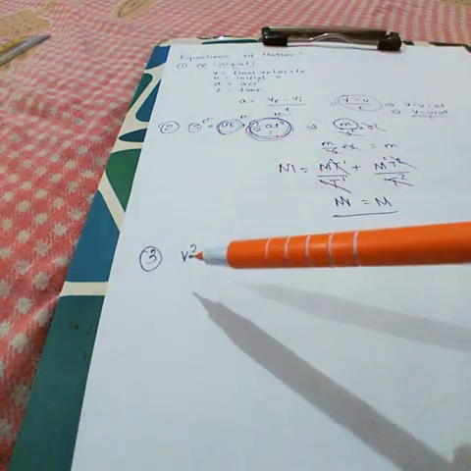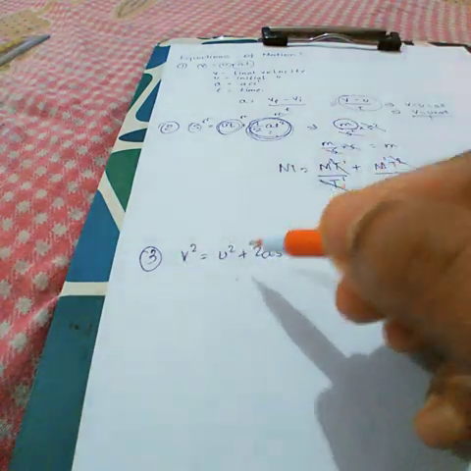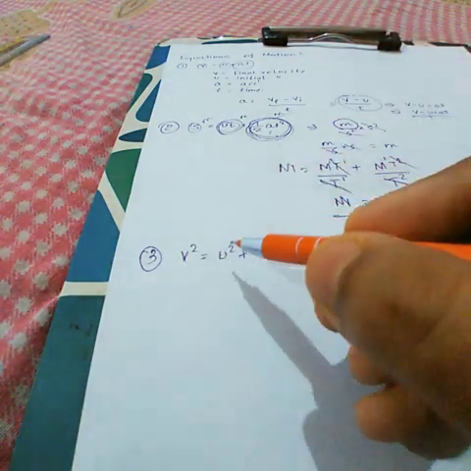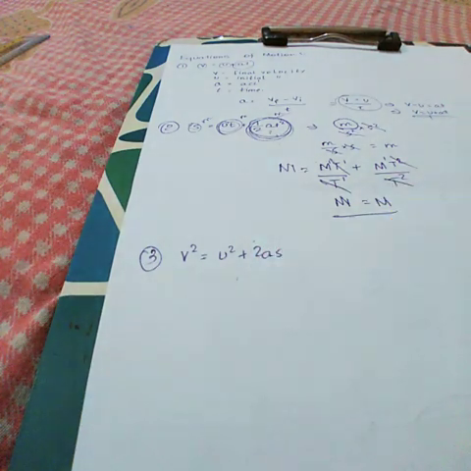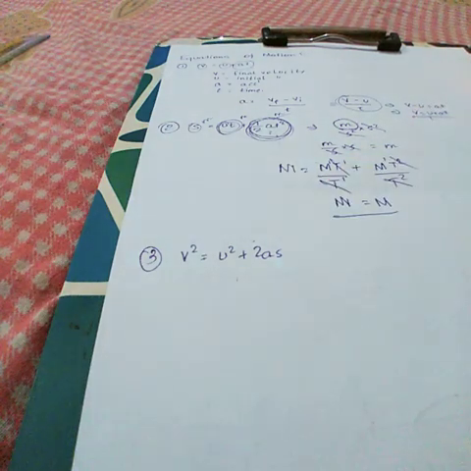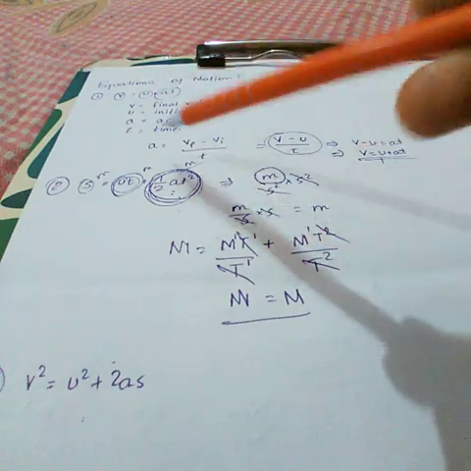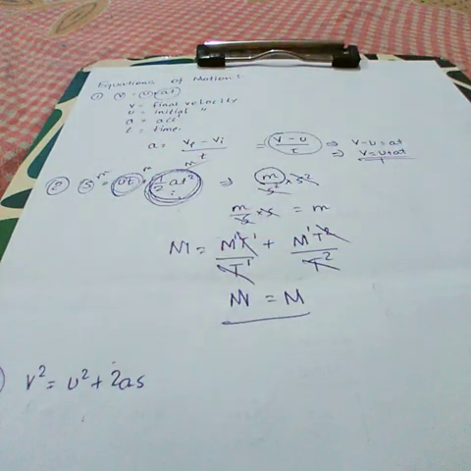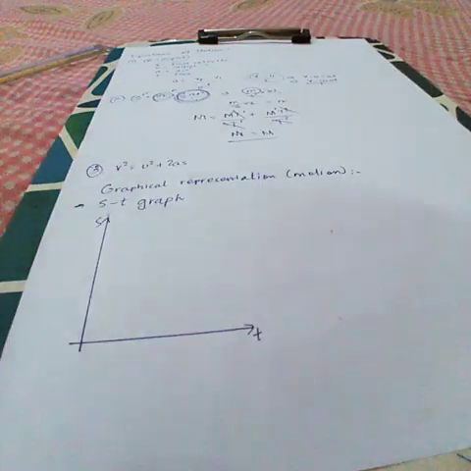Now the third equation of motion states that v square equals u square plus 2as, meaning the square of the final velocity equals the square of the initial velocity plus 2 into acceleration into the displacement. So these were the three equations of motion, and these equations will help us greatly in our numericals. Now let's move on to the graphical representation of motion.